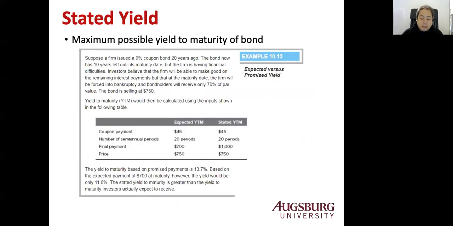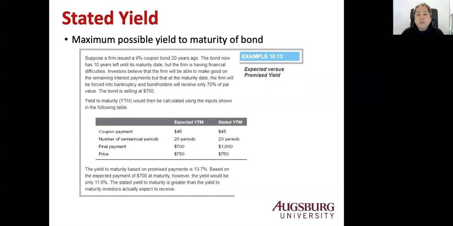Stated yield is the maximum possible YTM of the bond. So let's look at the example. Suppose a firm issued a 9% coupon bond 20 years ago. The bond now has 10 years left, so it becomes a 10-year bond, but the firm is having financial difficulties. So you believe that you cannot collect all the money. That's a problem, right?